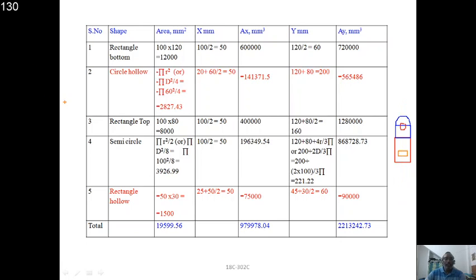Now coming to the circular hollow, which is a hollow portion, hence its area is negative. The circle is diameter 60 and pi d square by 4 is deducted, the same thing. The area is calculated, then the distance x1 has been taken from the origin, that is this point, and we are drawing some point here like this. So this is the distance. You know that the diameter is 60, and this total distance is 100. 100 minus 60, you can see from this figure.